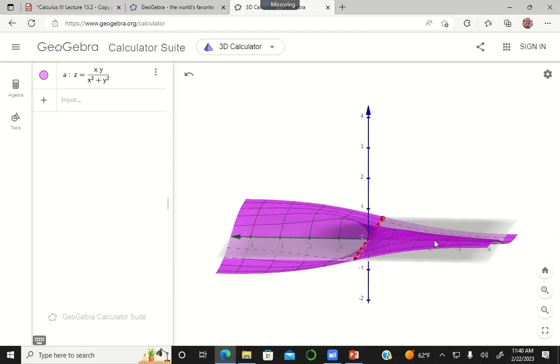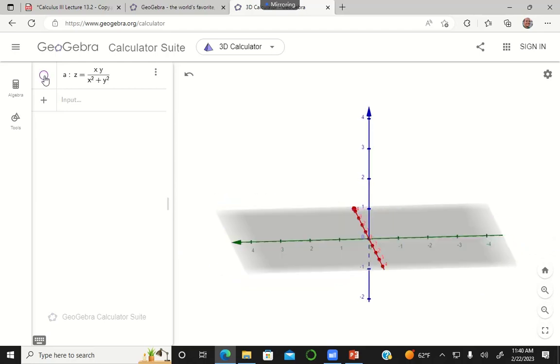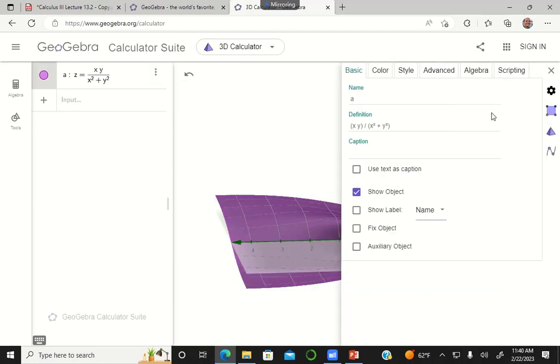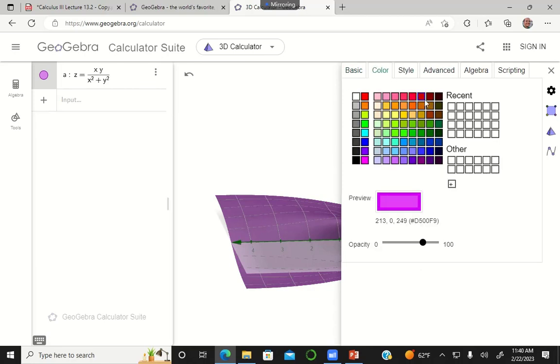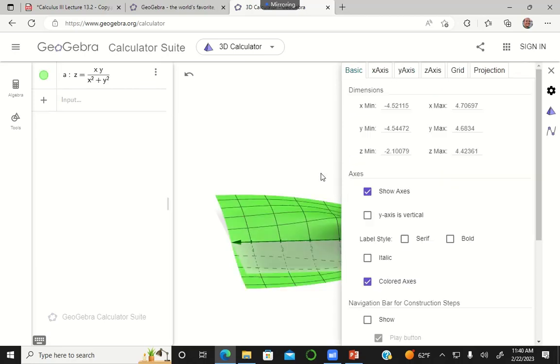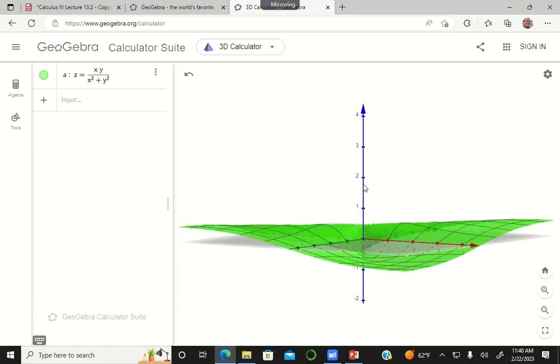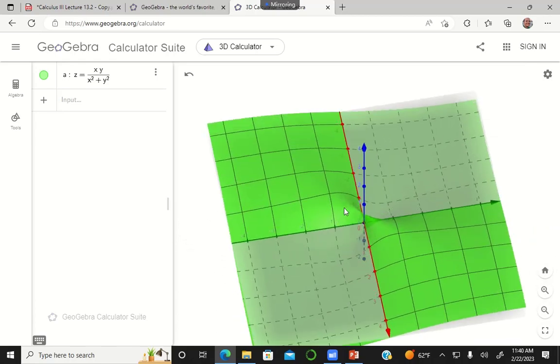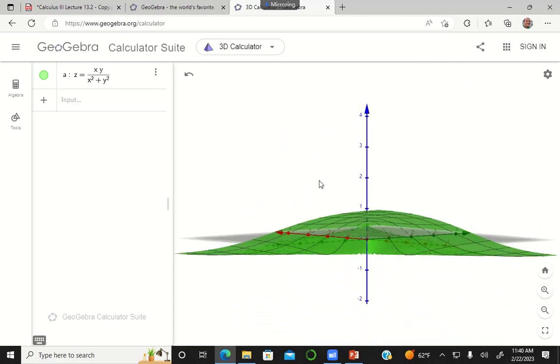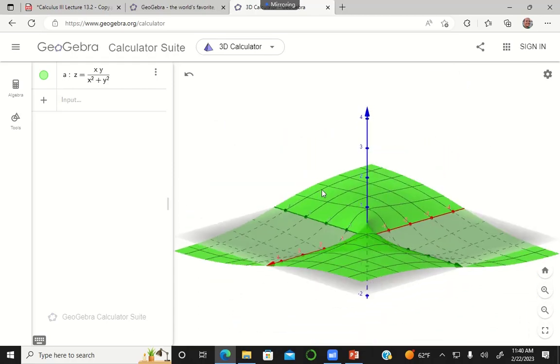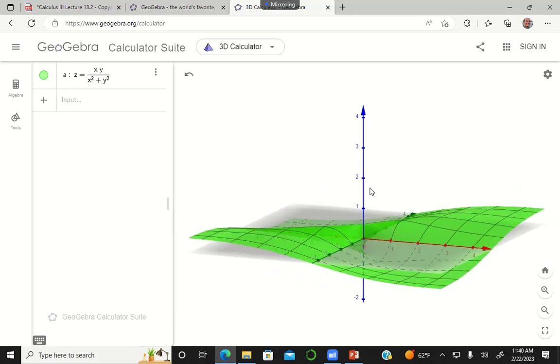Okay. Oof, they give me a weird color. I really want to change that color. That's better. Kind of. So here's what it looks like. It kind of gets pinched around the origin a little bit. Like it's kind of flat as you go far away from the origin.